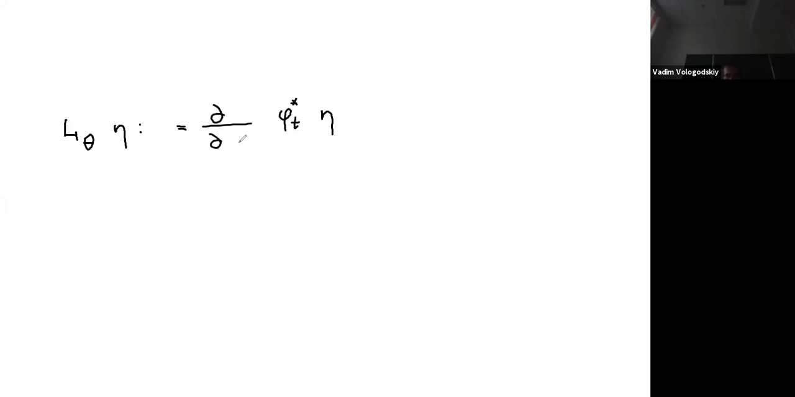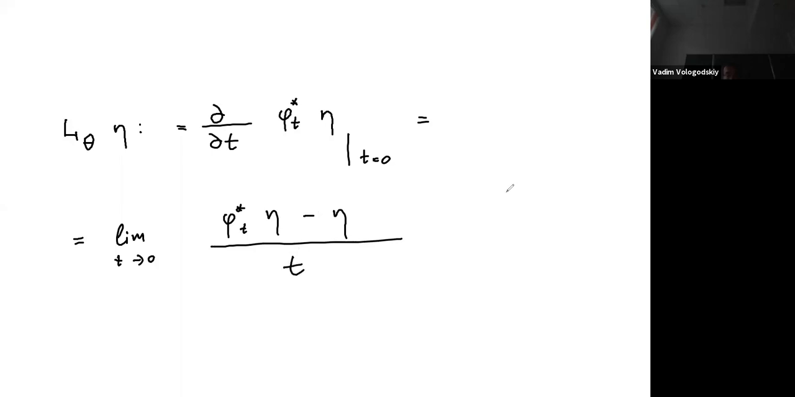Forms form a vector space, so I can differentiate this. Remember that it's defined only for small t, so the only point where I can take the derivative is when t is 0. That's the only point where the derivative is defined. So it's defined simply as the limit, the usual formula: limit when t approaches 0 of phi sub t upper star of eta minus phi 0 upper star of eta, but phi 0 upper star is the identity, so minus eta, divided by t. Okay? So that's the definition.